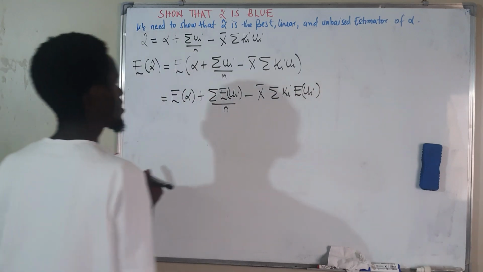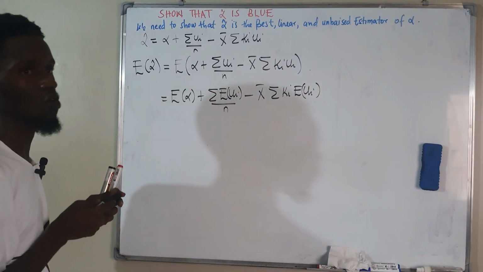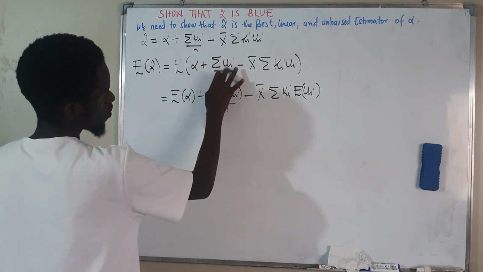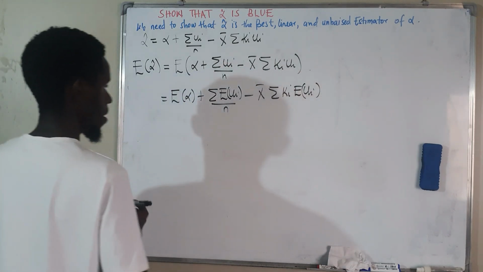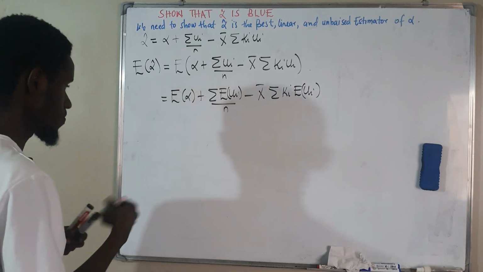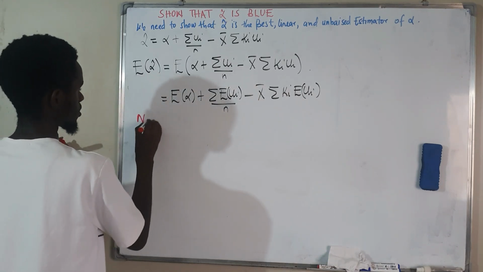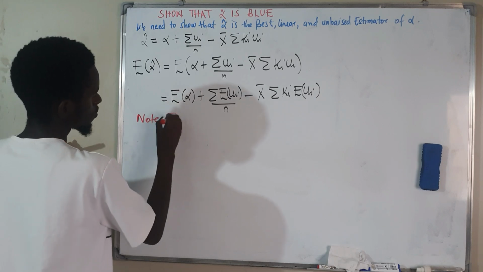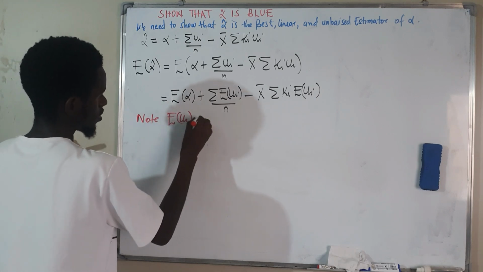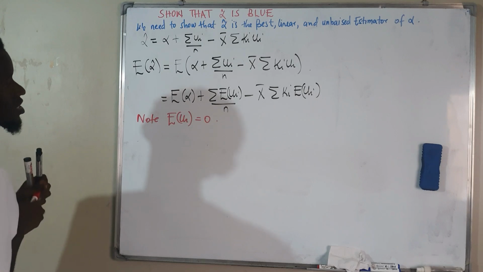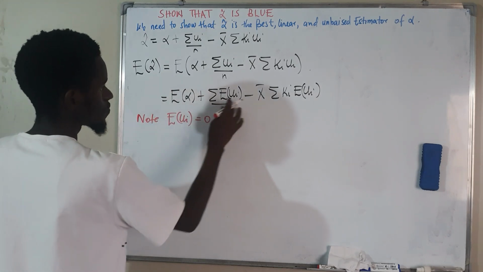I'm saying that since the summation sign is commutative, this expected value can enter inside the summation and becomes the expected value of ui. But now we have to note that the expected value of an error term ui is 0. Therefore, this value goes to 0, and this value goes to 0.